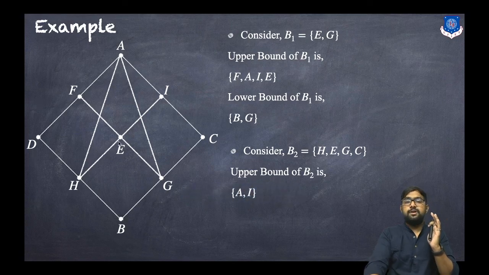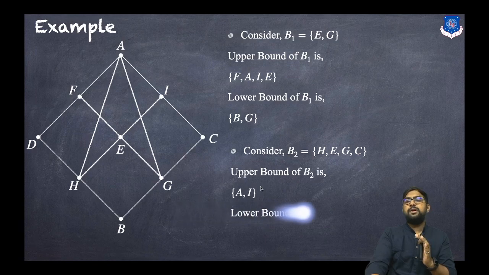Then F. We cannot go from C to F. So F cannot be there. Now then A, we can go from H to A, E to A, then G to A and C to A. So A can be an upper bound. And last I. So I is also an upper bound.